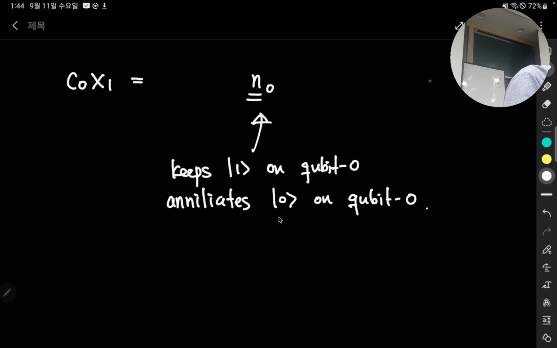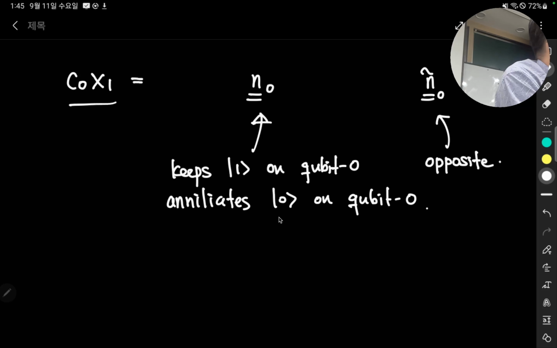Okay, and let's think about this one. It's opposite. It keeps ket 0 but annihilates ket 1. So I want to mix these two to have the action of this CNOT gate. How can I do this?